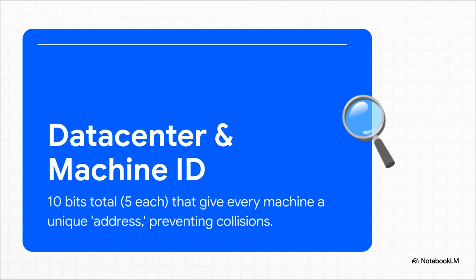So, what about collisions between servers? Well, the next 10 bits take care of that. 5 bits are for the data center ID, and 5 are for the machine's ID within that data center. This basically gives every single server its own unique address. It makes it literally impossible for a machine in one part of the world to create the same ID as a machine somewhere else at the same time.